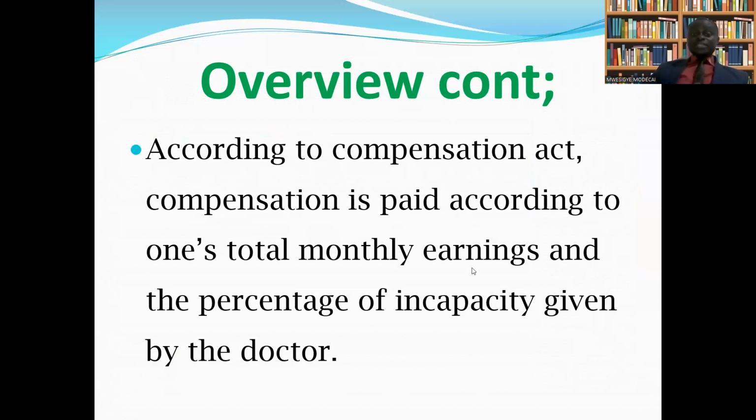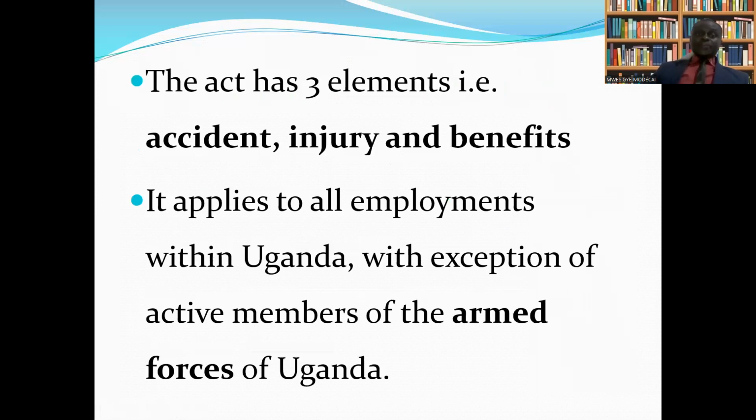So according to this Workers' Compensation Act, compensation is paid according to one's total monthly earnings and the percentage of incapacity given by the doctor. So this act stipulated that the compensation of an individual will always depend on the total monthly earnings of an individual and also the incapacity that is awarded by the medical doctor. There are three elements in this Workers' Compensation Act: accident, injury, and benefits.